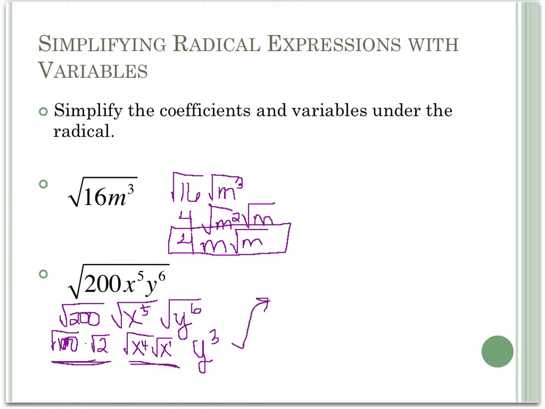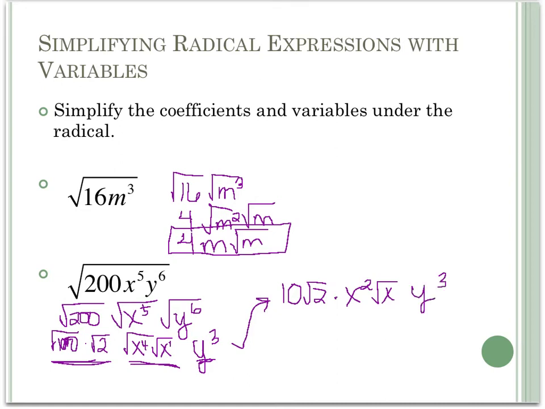The square root of 100 is 10, but I'm left with the square root of 2. The square root of x to the 4th is x squared, but I'm still left with a square root of x. And I already simplified the square root of y to the 6th as y to the 3rd power.